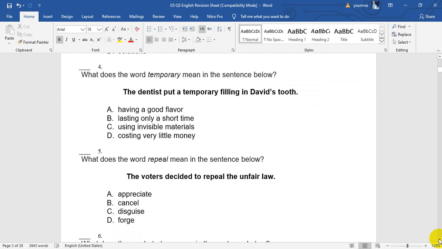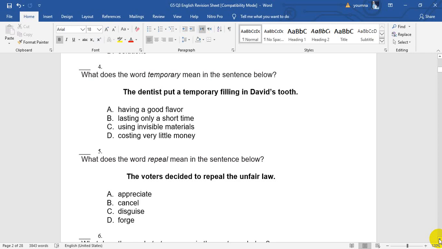Let's move to number 4. What does the word temporary mean in the sentence below? Temporary. The dentist put a temporary filling in David's tooth. Temporary. Does it mean having a good flavor, lasting only a short time, using invisible materials, costing very little money?